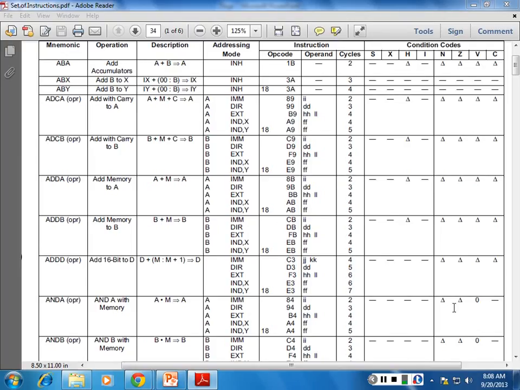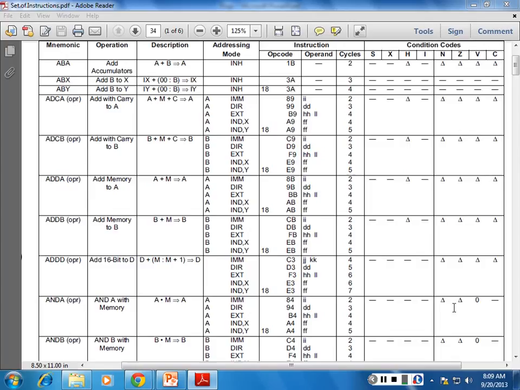Now, for an example, let's say you are doing AND A. Look at the right side. What do you have? Under the N flag there is a triangle. That means the N flag can be affected. The Z flag can be affected, but the V flag is 0. That means the V flag is affected, but it will always be 0, so it will never be set. For the C flag, there is a hyphen here. That means the C flag will never be affected by AND A. You see what I'm saying?